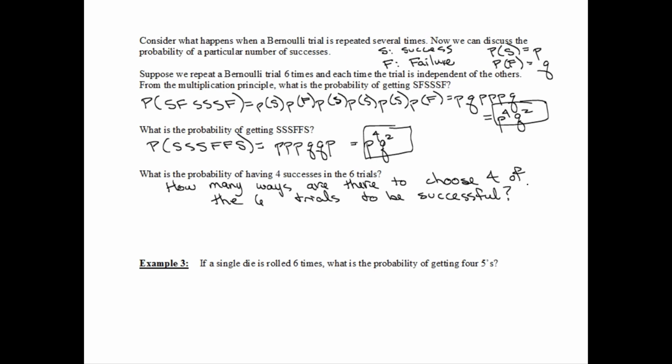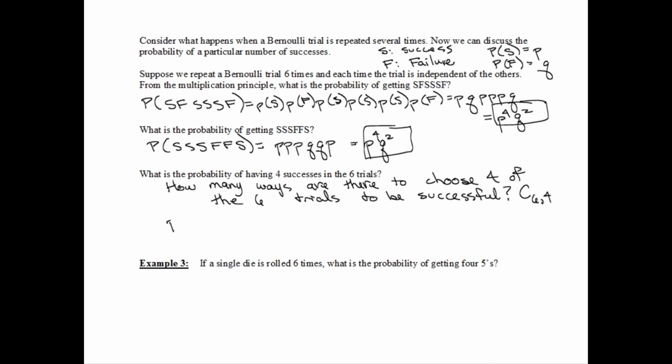Okay, so that'll be combination 6, 4. We have 6 trials. We're going to choose 4 of them to be successful. So the probability of 4 successes in 6 trials will be, we know that we have P to the 4th Q squared each time, but now we have to multiply that by the number of ways to distribute the 4 successes among the 6 trials.